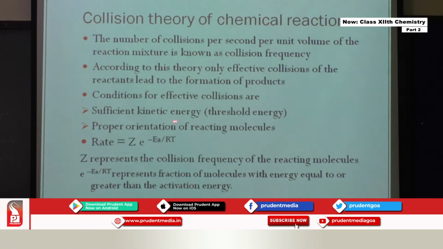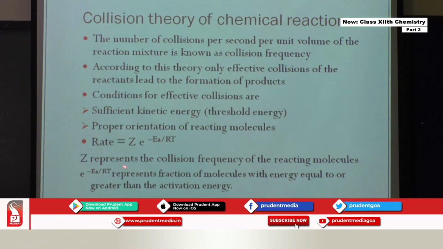And here if you look at this equation, rate is equal to Z e raised to minus Ea upon RT. It is similar to Arrhenius equation except for the fact that Z is what is substituted here in place of A, which we had earlier, that was the Arrhenius factor. Alright. So, Z here represents the collision frequency of the reacting molecules, because we have introduced something known as collision frequency according to collision theory.